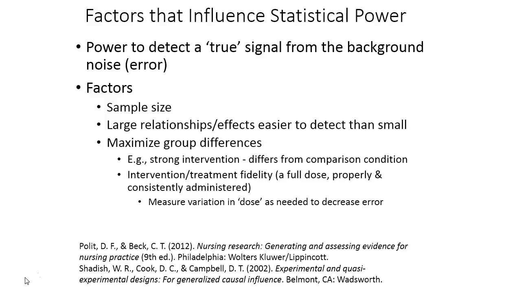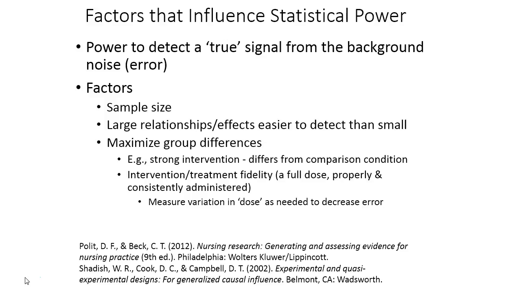And one of the ways that we can get this larger relationship is by maximizing group differences. Let's say you're doing an intervention and you have a comparison group. You want that intervention to be a strong intervention that differs from that comparison group. So you're generating results that are more likely to be different as a result of that intervention.